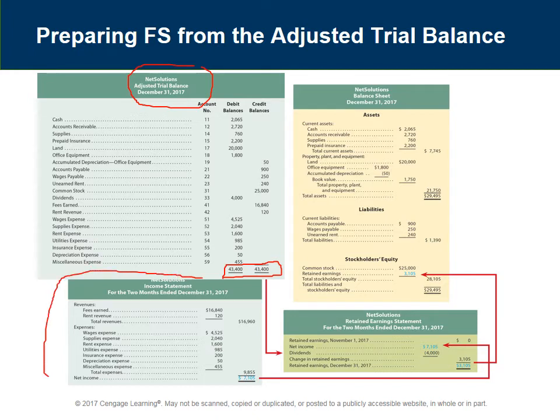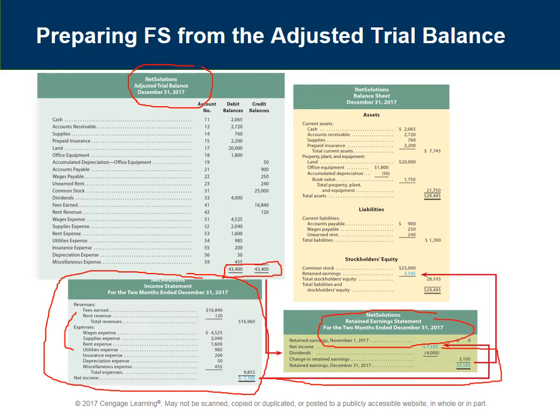Here's the income statement, and as we can see, here's the revenues and the expenses, and these are the things that we've learned already. Now follow the red line and we will see that the net income from the income statement is used to prepare the second financial statement, which is the statement of retained earnings.